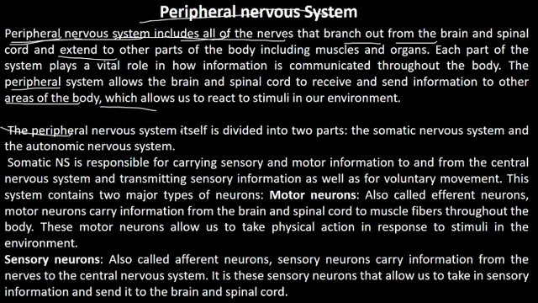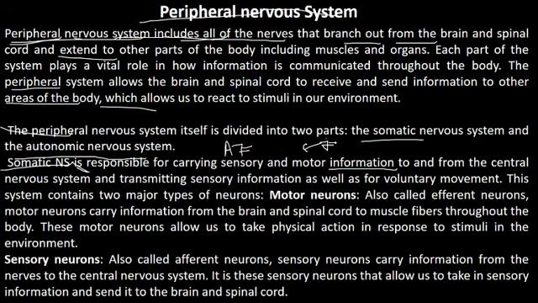The peripheral nervous system itself is divided into two parts: the somatic nervous system as well as what? The autonomic nervous system. Please always remember that particular classification. The somatic nervous system, SNS, is responsible for carrying out sensory and motor information because it has both afferent and what? Efferent nerves.